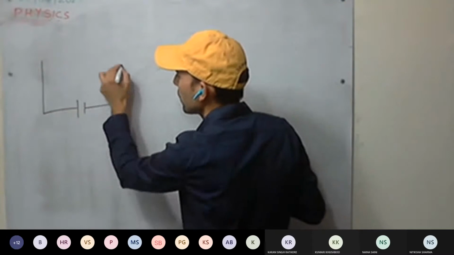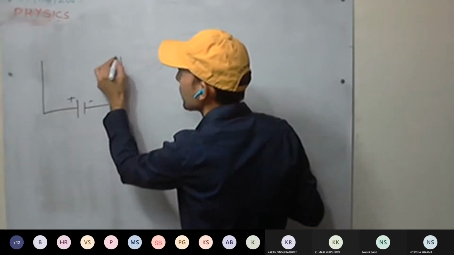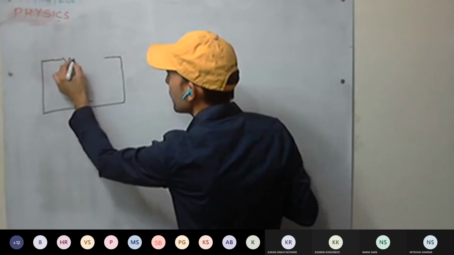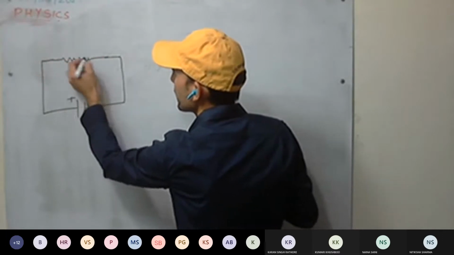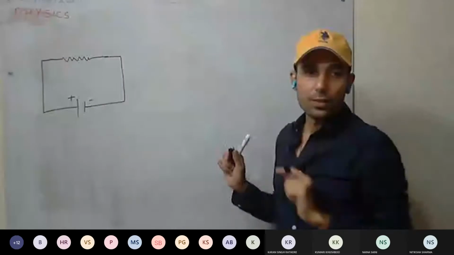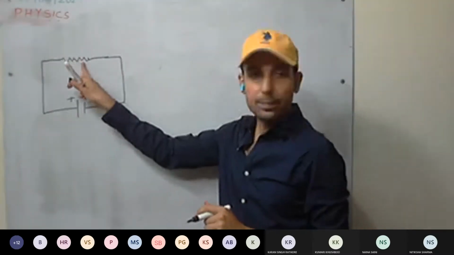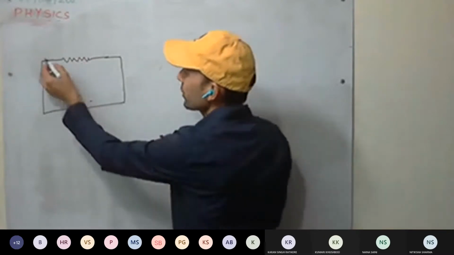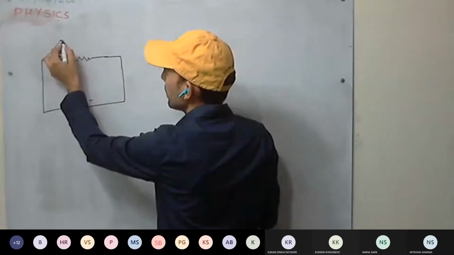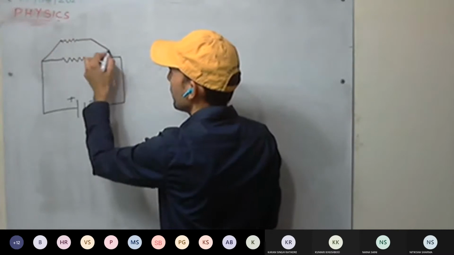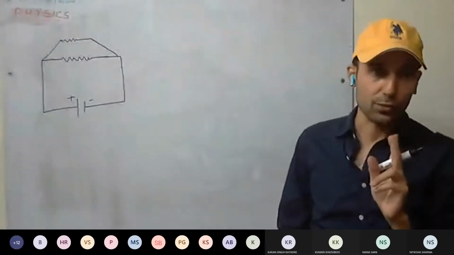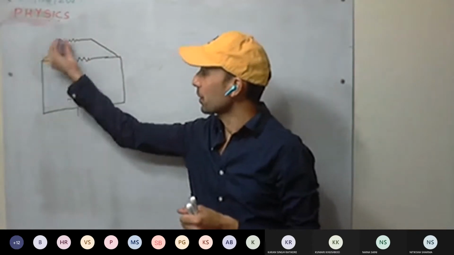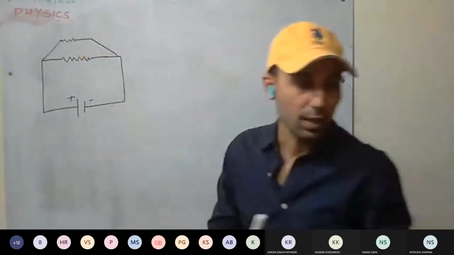Again, the cell we have, plus minus. I have connected one resistance. Okay. Now current is flowing through this resistor, and it offers obstruction. Now if I connect one more resistor, this time current has got two paths to flow. So you can see some current will flow through the first one, some current will flow through the second one.